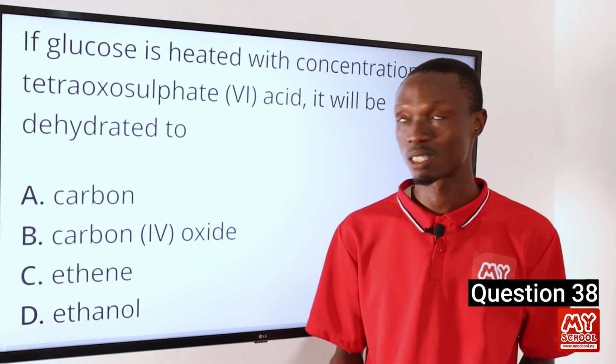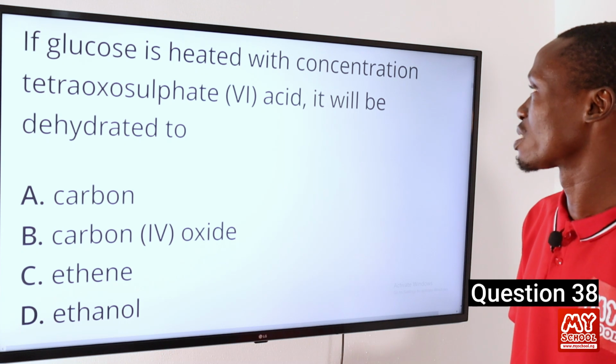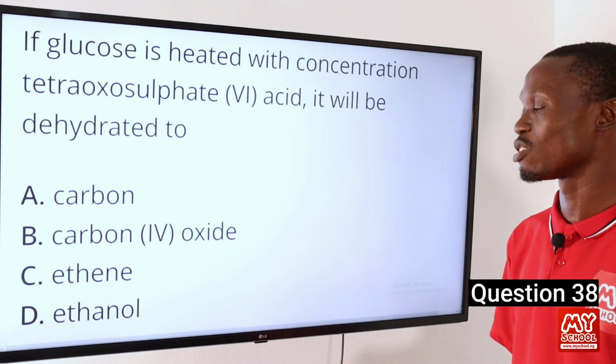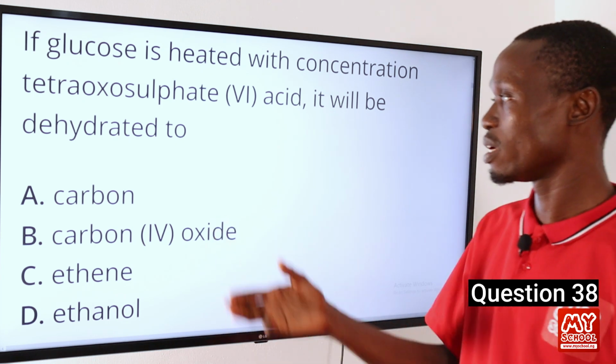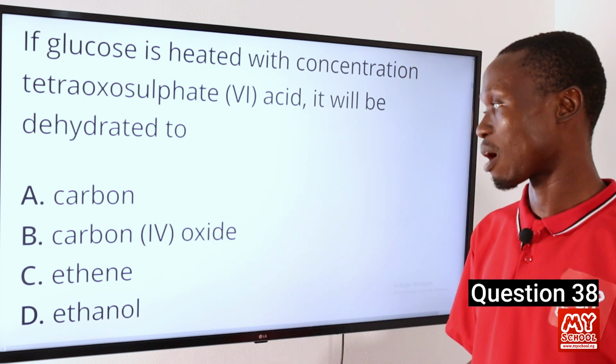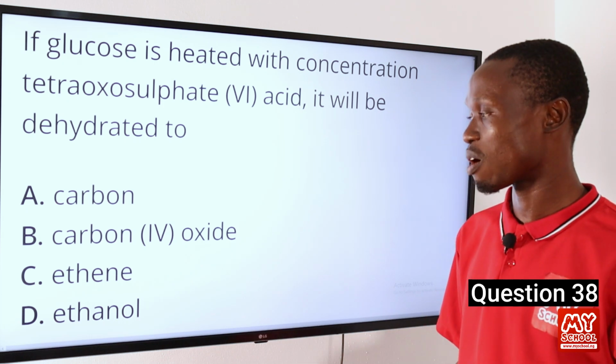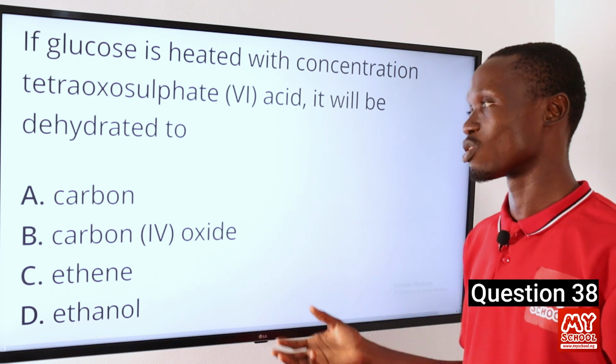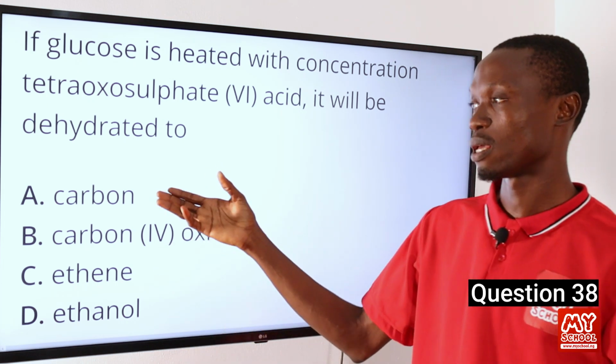Moving on to question 38. If glucose is heated with concentrated tetraoxosulphate(VI) acid, it will be dehydrated to dash. So option A, we have carbon. Option B, we have carbon(IV) oxide. Option C, we have ethene. And option D, we have ethanol. So the answer to this question is option A, carbon.